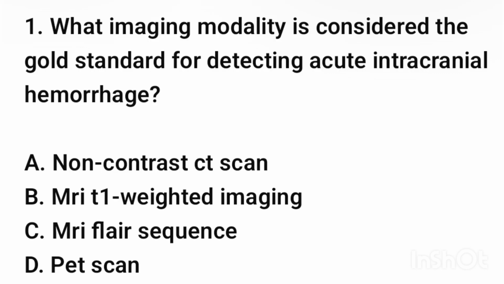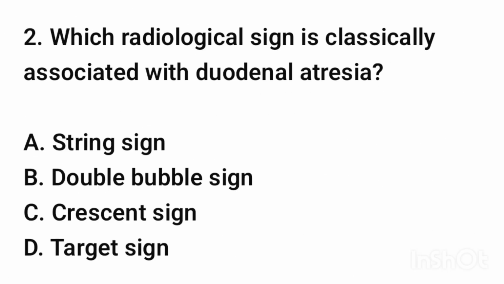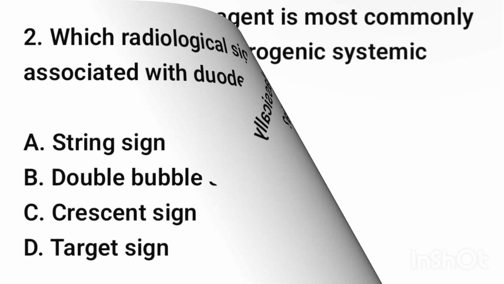Question number 1. What imaging modality is considered the gold standard for detecting acute intracranial hemorrhage? The correct answer is option A, non-contrast CT scan. Question number 2. Which radiological sign is classically associated with duodenal atresia? The correct answer is option B, double bubble sign.